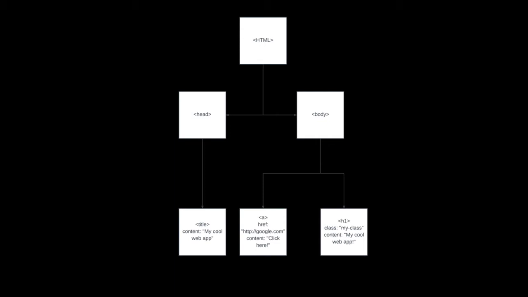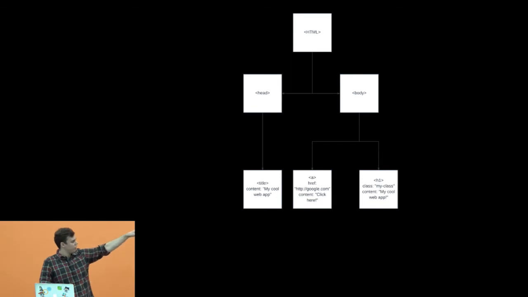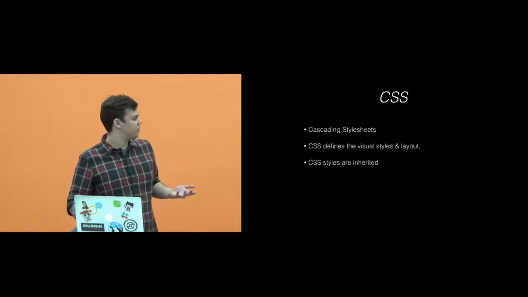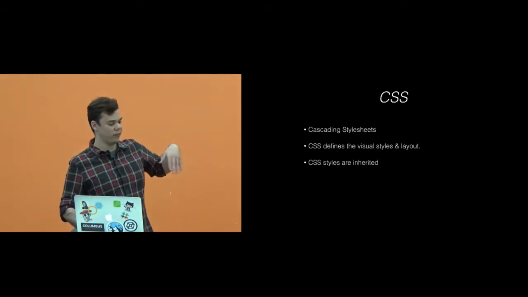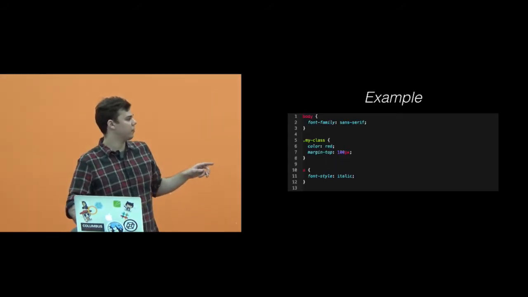For that example I just showed you, this is the DOM tree. It has an HTML element at the root. It has the head and the body. The head has the title node. The body has the a tag and the h1 nodes. And that's the DOM. It's just an object representing what's on your browser screen. Now let's talk about CSS. CSS stands for Cascading Style Sheets. What it does is it defines the visual styles and layouts. It's also inherited, so CSS styles flow from the parent down to the child. That is the cascading part. We're going to go over a quick example here.